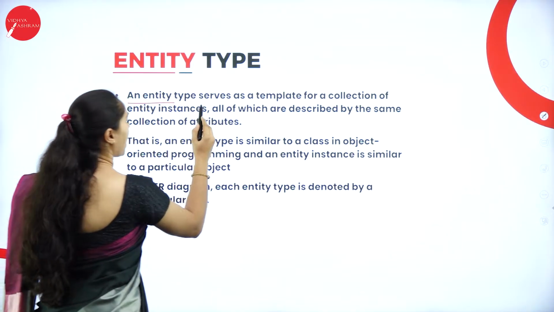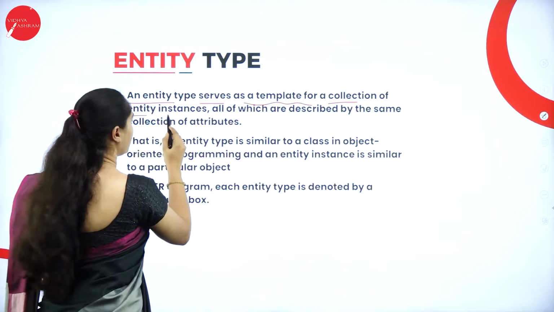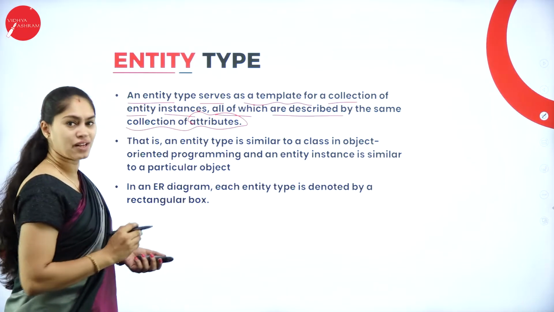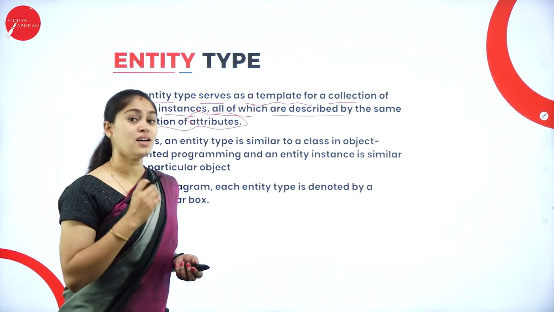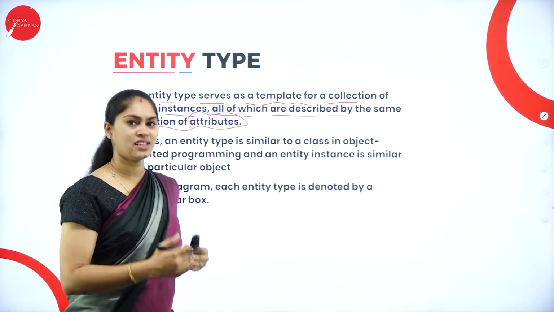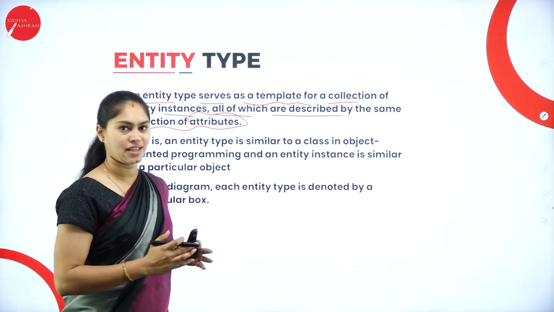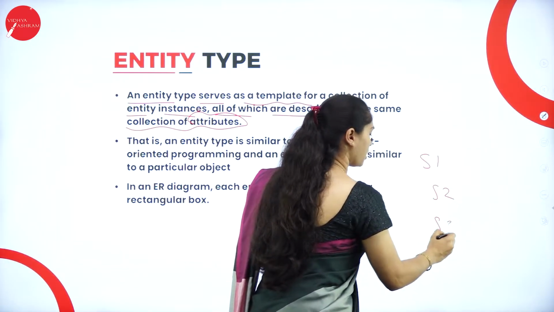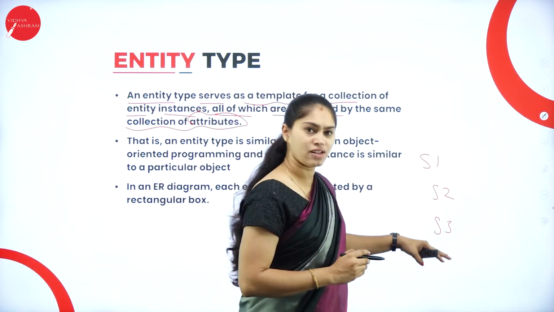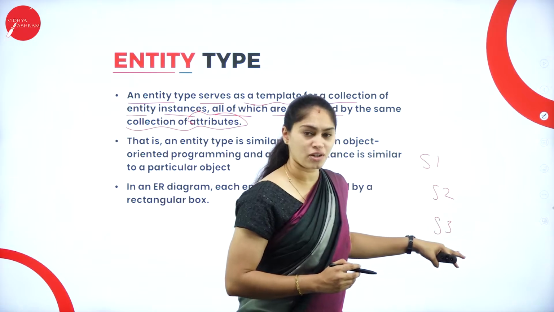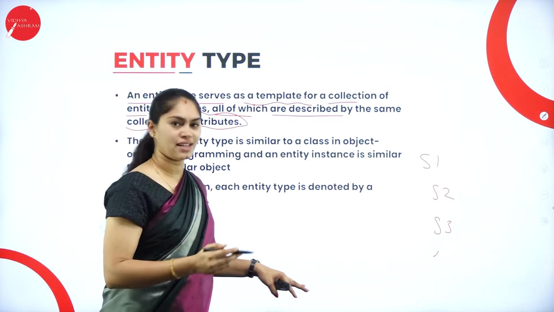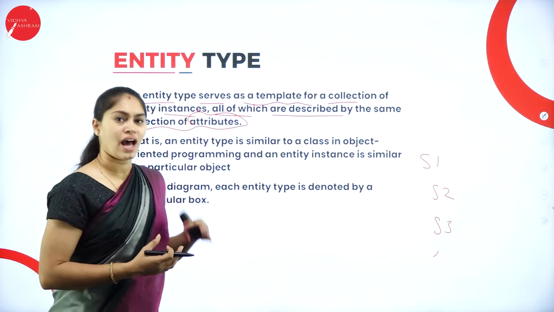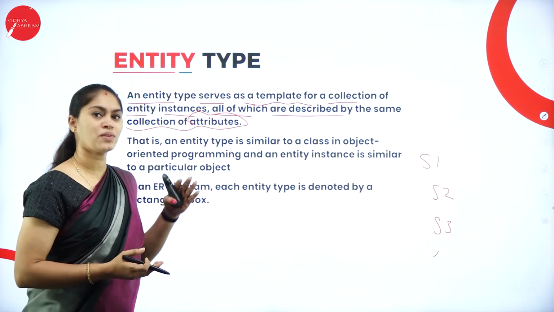Next, an entity type serves as a template for a collection of entity instances, all of which are described by the same collection of attributes. It will have the same collection of attributes, but the value of those attributes will differ from one entity to another. So if I consider a student as an entity, then I have student 1, student 2, student 3. Each student will have the same attributes, but their values will differ from one entity to another. Then we call that an entity type.